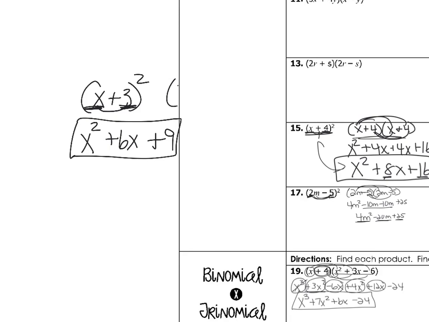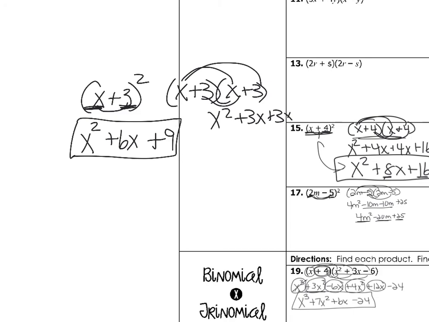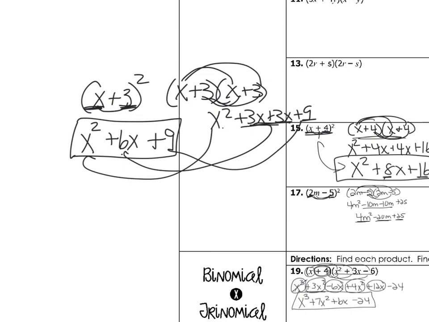You can do it the old-fashioned way and multiply the two binomials. So you get x squared, then 3 times x, 3x, plus 3x, and then plus 9. So you get x squared, and you get 3x and 3x is 6x, and 9. Okay, so you get the same answer either way you do it.